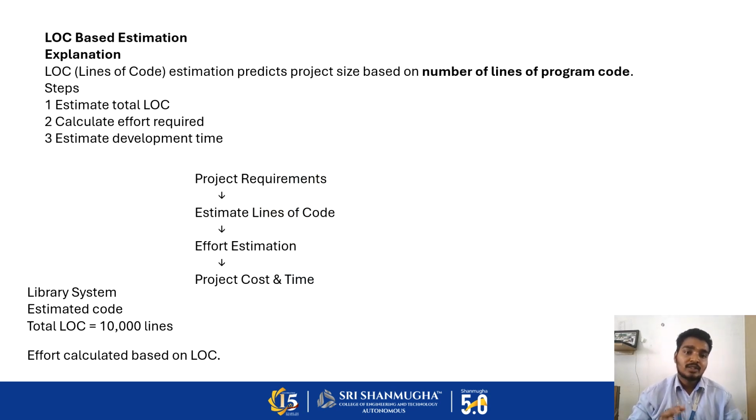So we take an example for the library system. The estimated total LOC is 10,000 lines. The effort is calculated based on the lines of code.